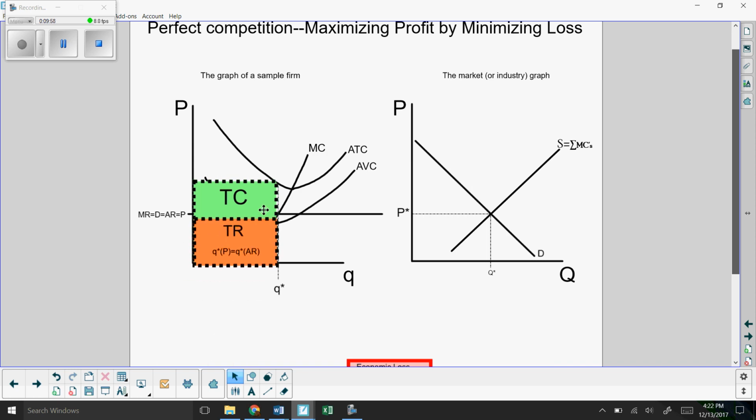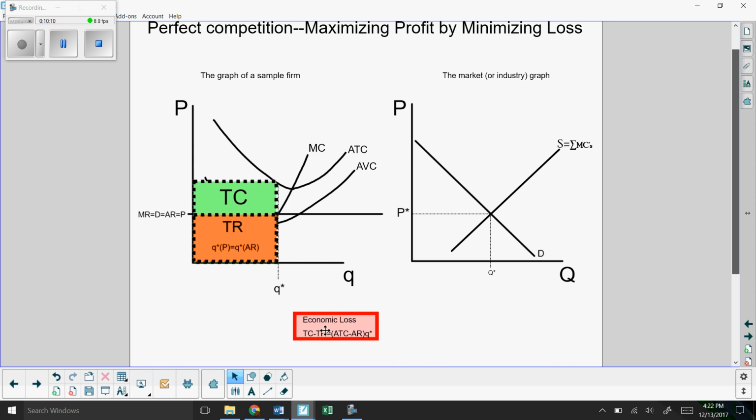Now I can find total revenue. That's average revenue or price, whichever you prefer, times the quantity you make. You can see there's total cost bigger than total revenue, that green box bigger than the orange one. And so the part of total cost that is not offset by revenue, in other words, the amount by which total cost is bigger than total revenue, is that economic loss right there.